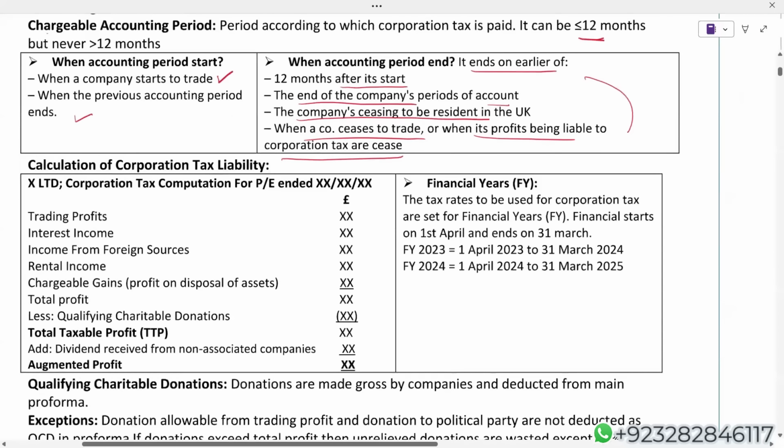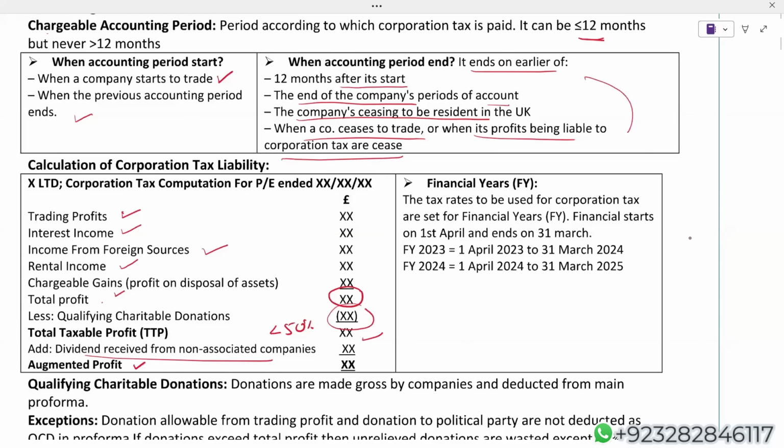Now, how do we calculate corporation tax? What is the format? We take trading profit, interest income, income from foreign sources, rental income, and chargeable gain, giving total profit. From the total profit, we deduct qualifying charitable donations, which gives us total taxable profit. Then we add dividends from non-associated companies. Non-associated companies means where your holding is less than 50%. We add the dividends from non-associated companies to get augmented profit.